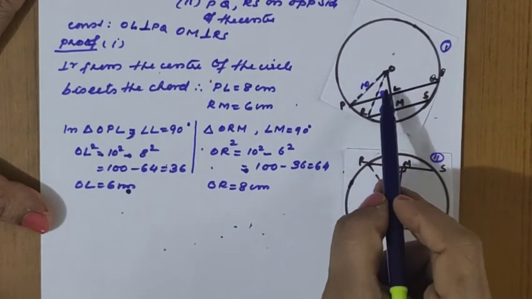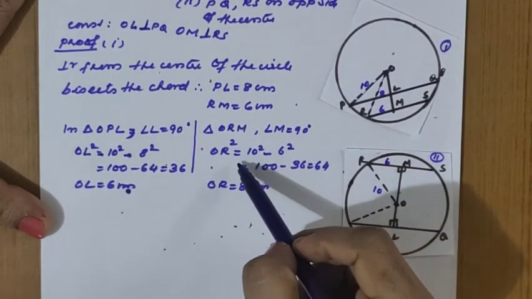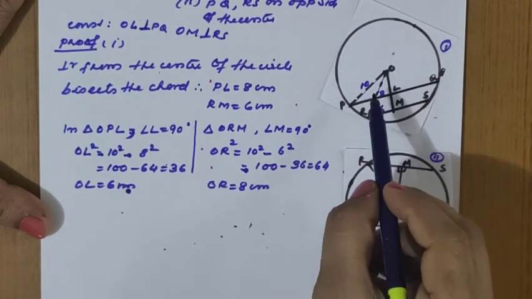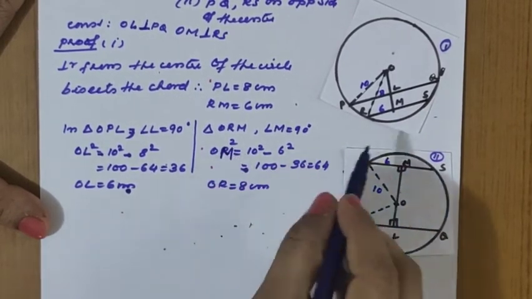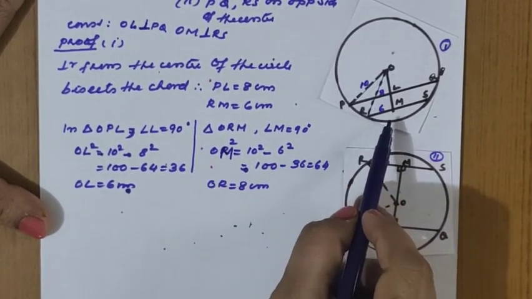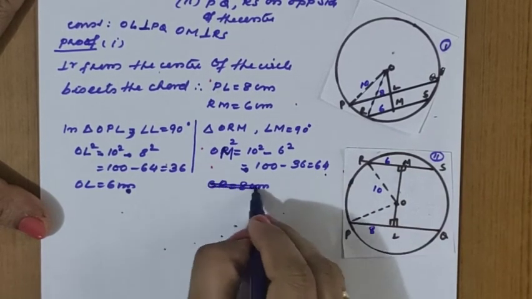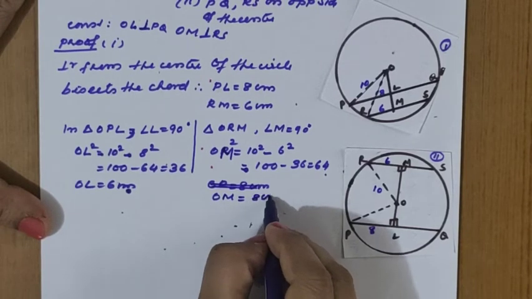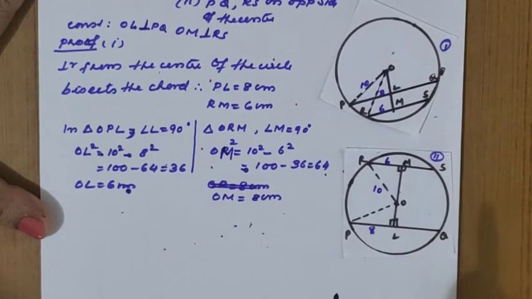Similarly, the other triangle, which one? ORM. So angle M is 90, OM square equal to 10 square minus 6 square. It is equal to 64. Therefore, OM equal to 8 centimeter. So, OL equal to 6, OM equal to 8 we got.